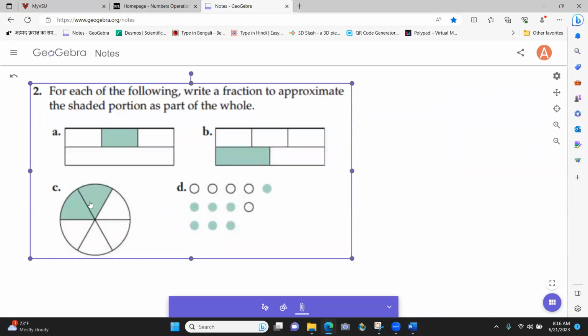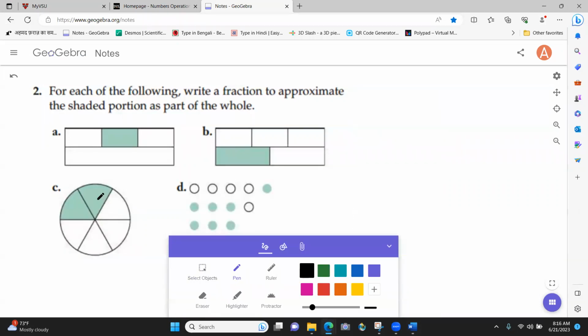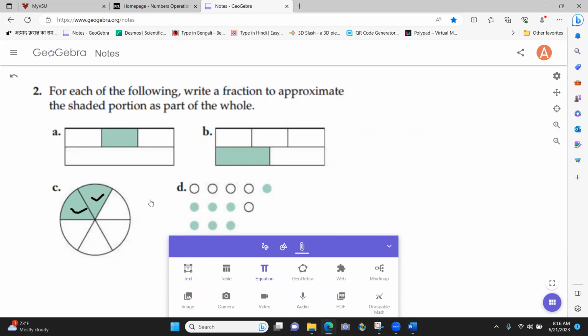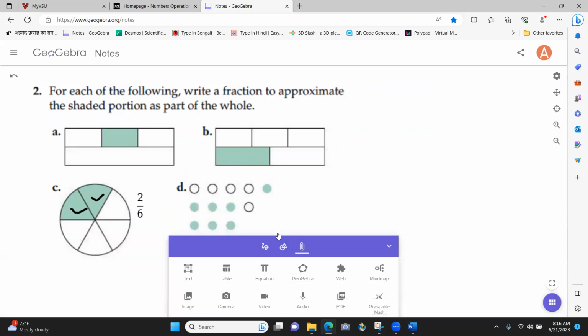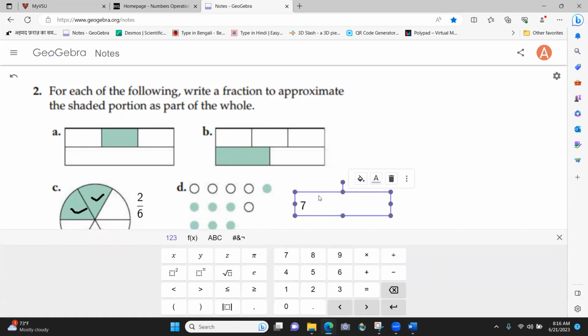So this one will be 2 out of how many total? 6. So this is easy, 2/6. I'm going to write it right here, 2 over 6, piece of cake. This one is shaded 1, 2, 3, 4, 5, 6, 7. 7 out of what? How many are total?